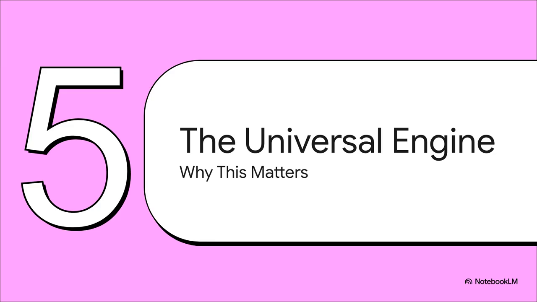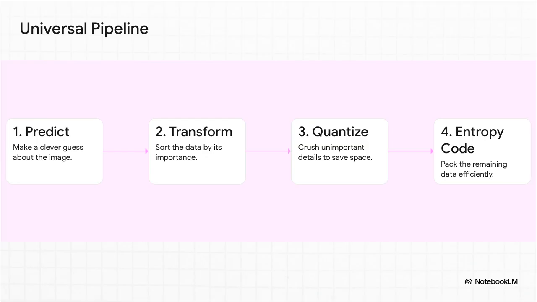Why does any of this matter? Well, because this four-step process isn't just one way to do things, it is the universal engine of literally all modern video. This exact pipeline, predict, transform, quantize, and entropy code, this is the fundamental recipe for every video standard you've ever used. From old DVDs to 4K Blu-rays to Netflix streaming and Zoom calls, they all just find smarter and smarter ways to make each station on this exact same assembly line more efficient.